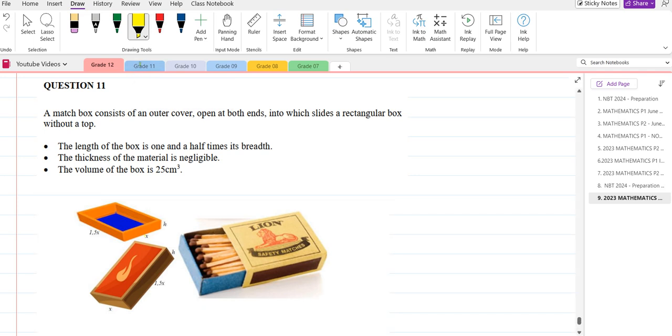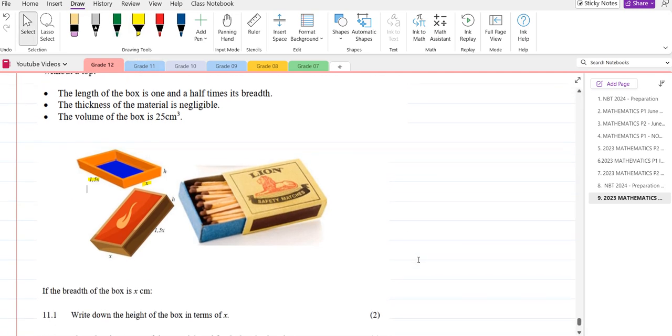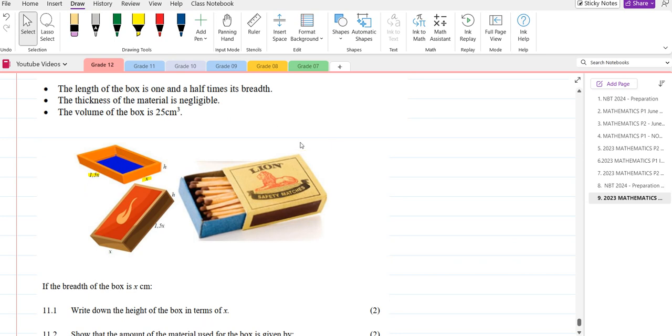So I think that information is given. The thickness of the material is negligible, so leave that out. The volume of the box is 25. So the amount that you can fit into this box is 25. Write down the height of the box in terms of x.